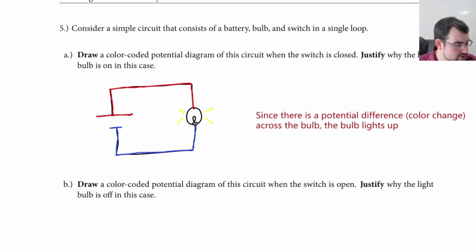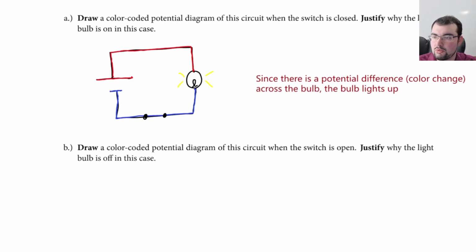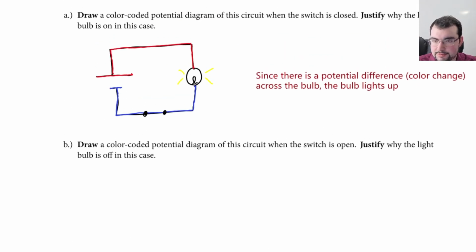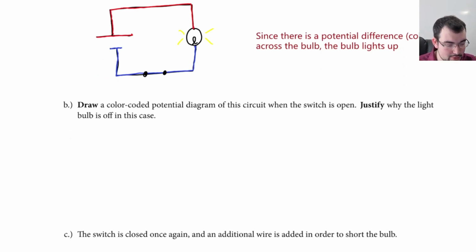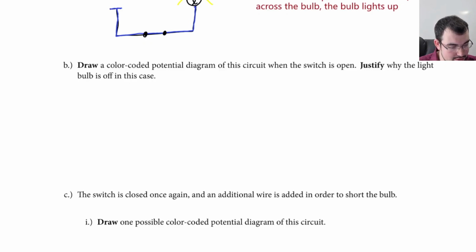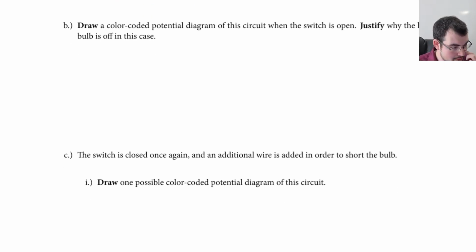Oh, and there needs to be a switch. So we'll say this was a closed switch. So what's going to happen when the switch is open? Well, we know that if you don't have a closed switch, there's not going to be a complete loop. So let's see what's going to break this with the color model. So we know that this bulb is going to be off.